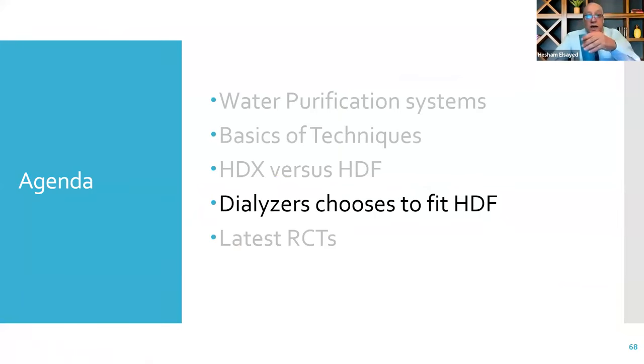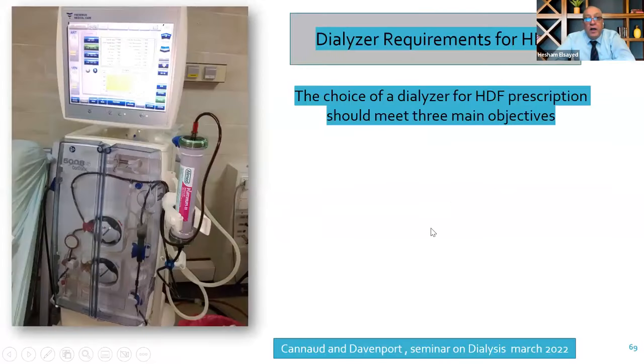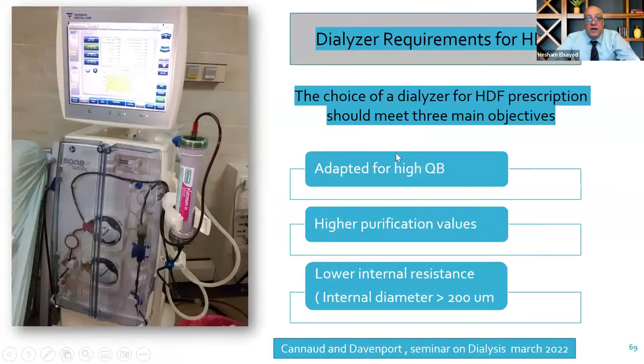Coming to the last 2 points in my talk. Actually, if you asked me, this is my favorite: how to choose dialyzers, and especially the dialyzer to fit hemodiafiltration. At Enschede University, we are using a very big dialyzer, 2.2, for hemodiafiltration.